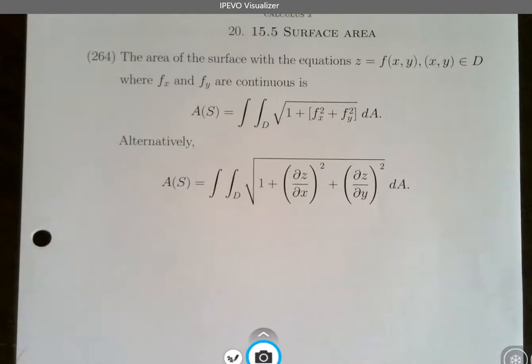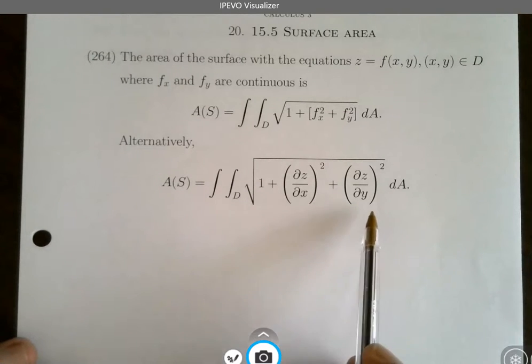Hello everyone. Today we are going to discuss the surface area of a three-dimensional object. So the formula for finding the surface area is given here.